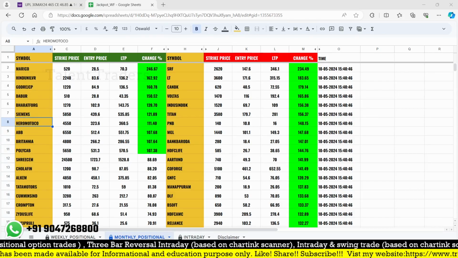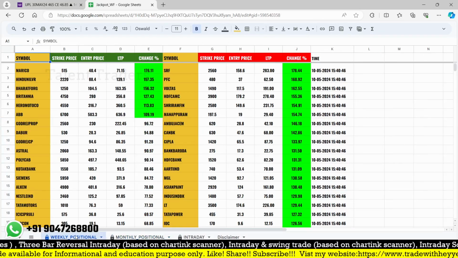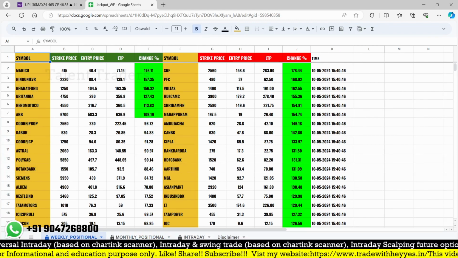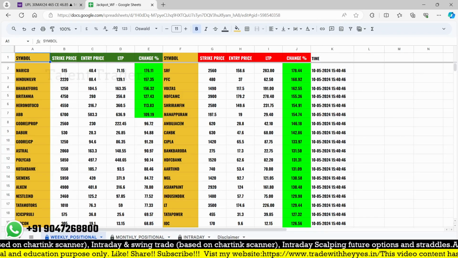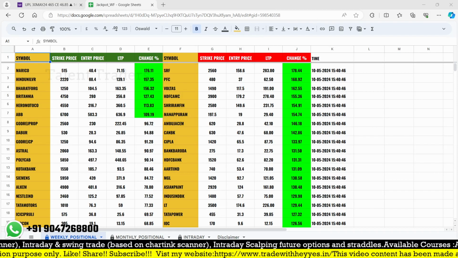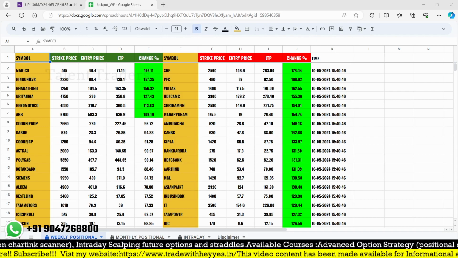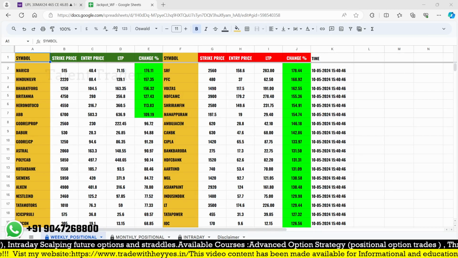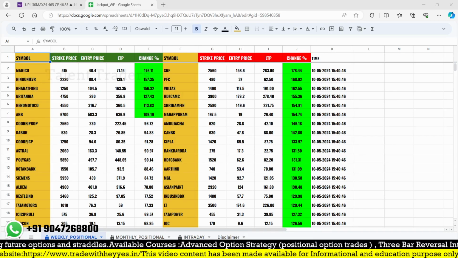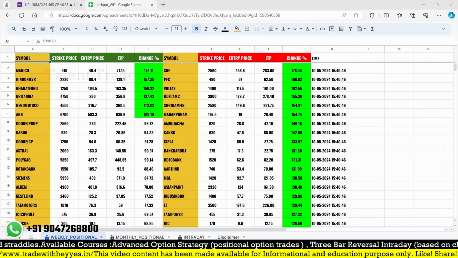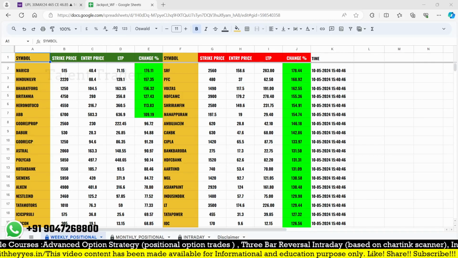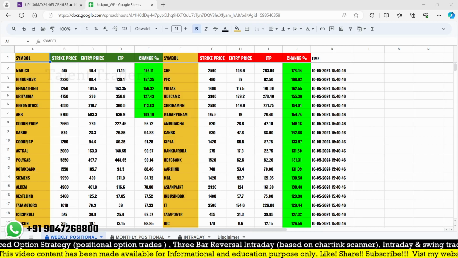In the weekly positional, we are not applying hedging; maybe only one strategy, a directional strategy. Why? Because it's weekly, so the holding period is a maximum of 5 days. So on Monday and Tuesday, maximum Wednesday, if you get an opportunity in any stock, you can take it as a positional.